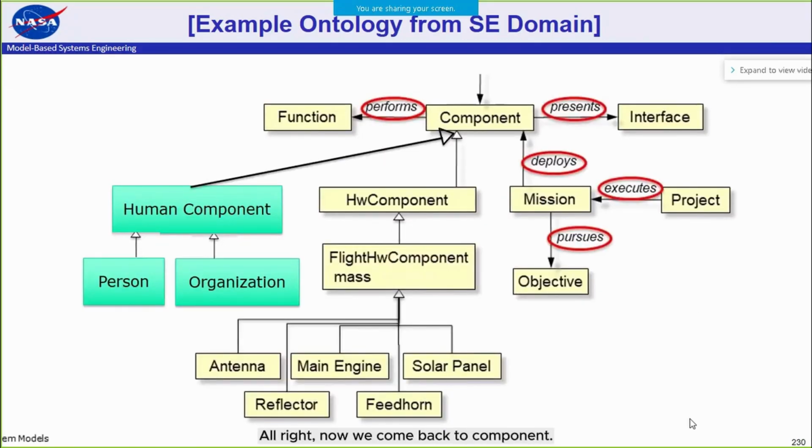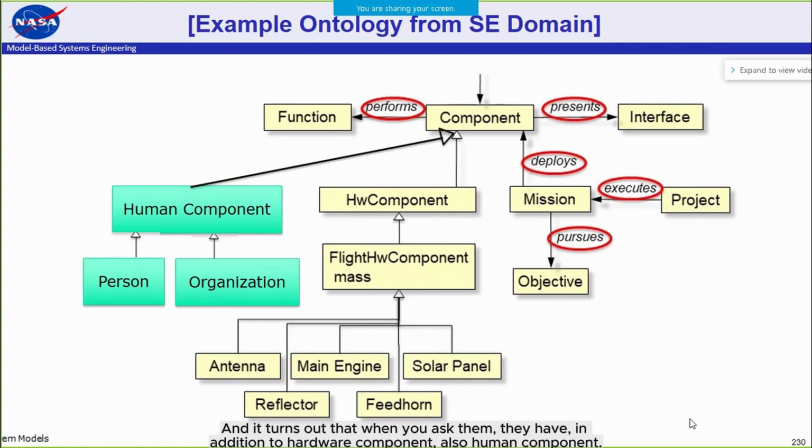Now we come back to component, and it turns out that when you ask them, they have, in addition to hardware component, also human component. One human component is personnel, and another human component is organization. So all of these projects, which have project teams and team leaders and so forth, which execute parts of the mission, the teams and the team leaders are all components.